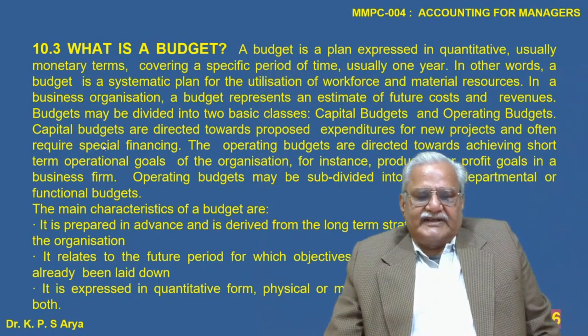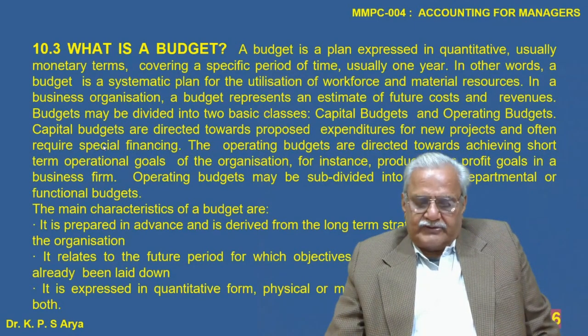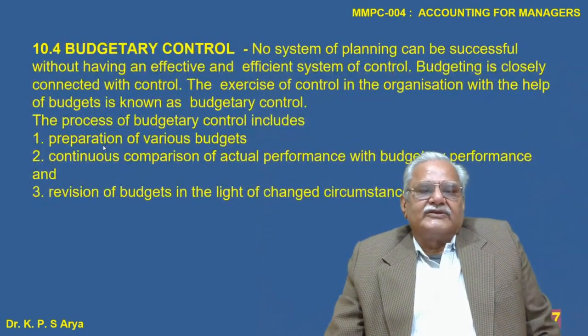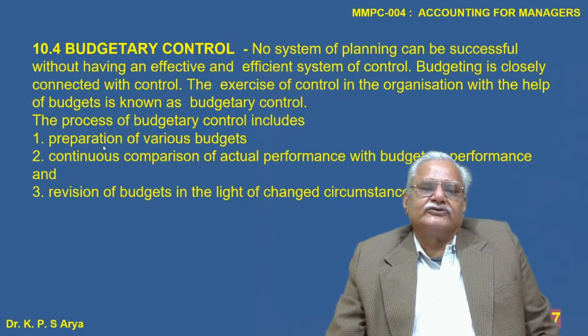It is expressed in quantitative form, physical and monetary units, or both. Budgetary control: no system of planning can be successful without having an effective and efficient system of control. Budget is closely connected with control. The exercise of control in an organization with the help of budget is known as budgetary control.